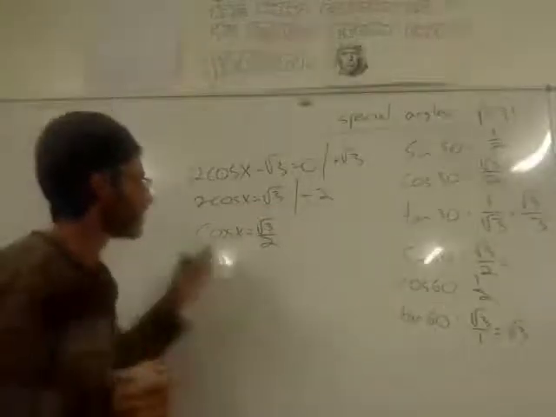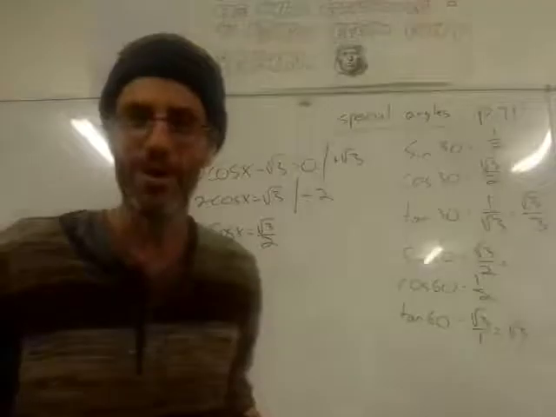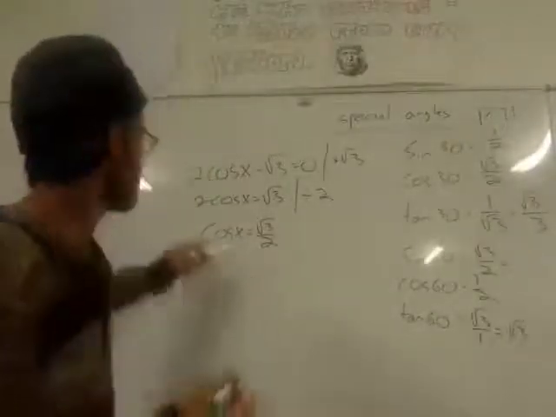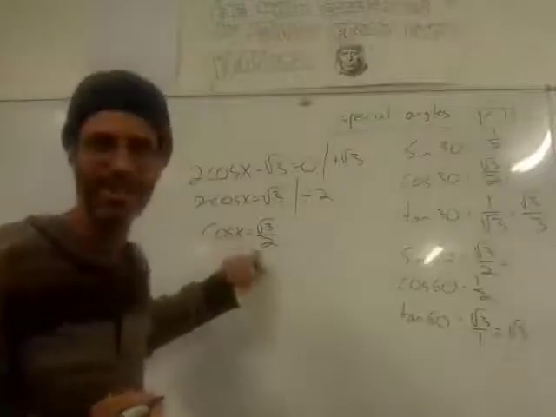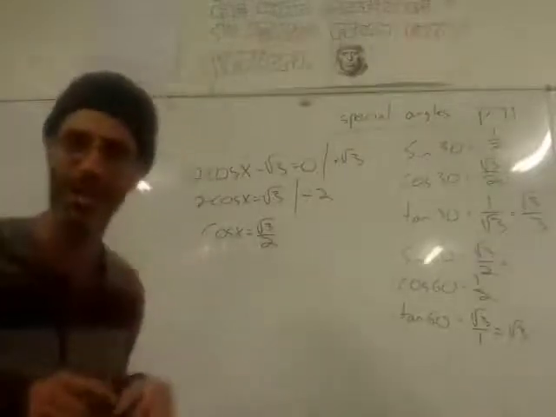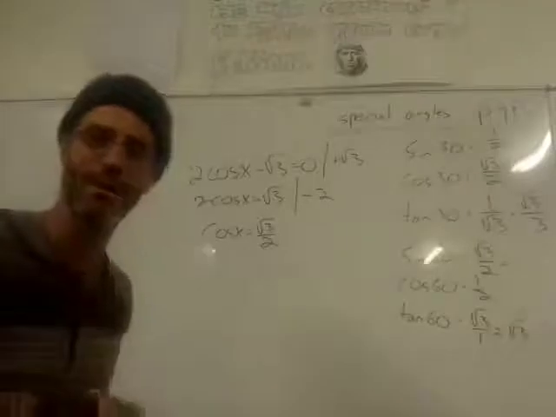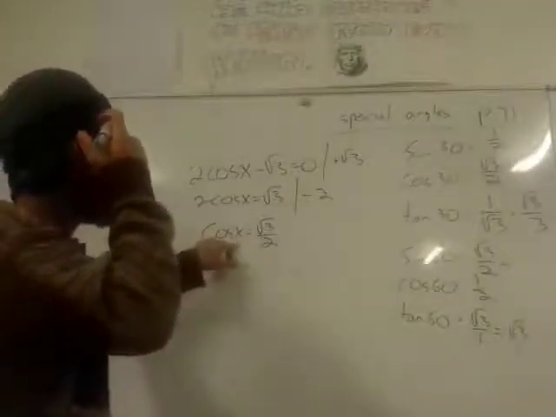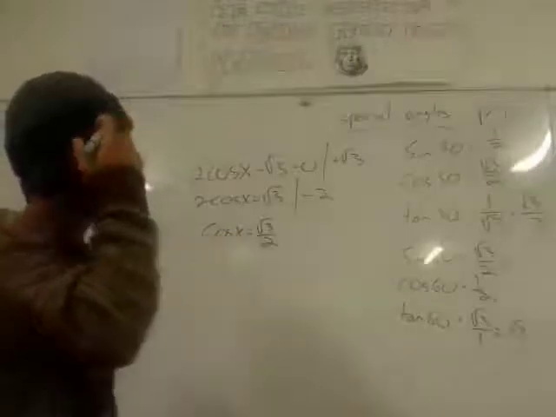Okay, now I want to get rid of that cosine. But I can't divide it by cosine. That doesn't make sense. I can't because I'm not multiplying cosine by x. I'm applying cosine on x. Okay? I'm not timesing it, so I can't divide it. So I need to just ask myself, which x will make cosine x equal square root 3 over 2?